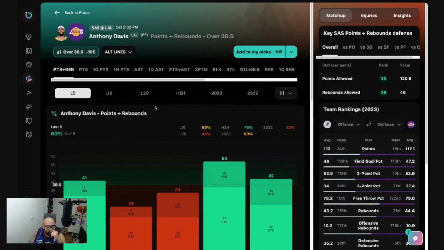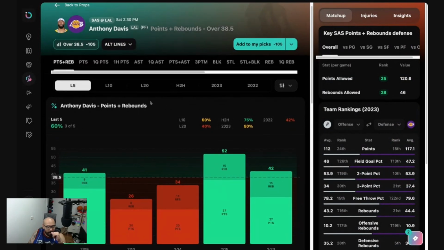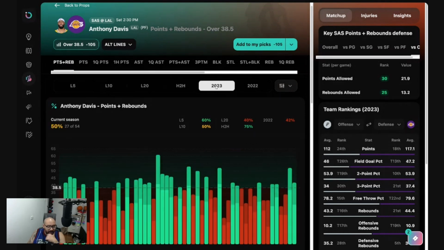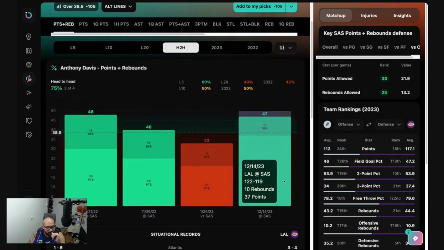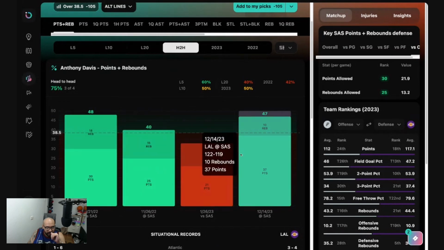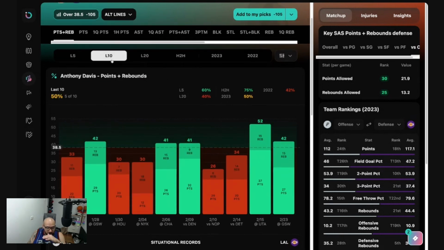Points and rebounds. His line is at 38.5, which is huge, but he has hit this in 3 of his last 5. He's not consistent and he never will be. The matchup is excellent. The Spurs allow the most points to centers. When they last matched up, AD had 37 points and 10 rebounds. That's what I'm talking about. Prior to that, there was no Wemby in these 3 games, so that's the main one that I'm looking at, the Wemby factor.